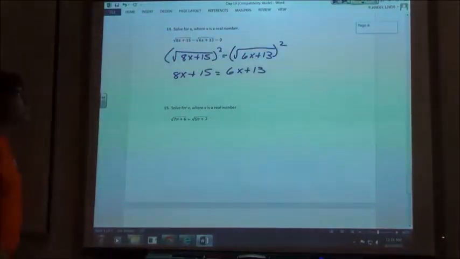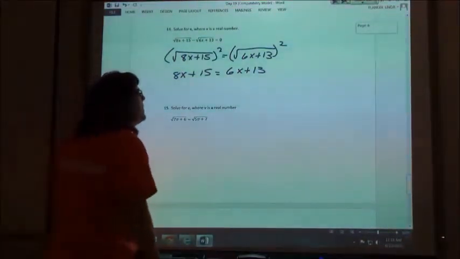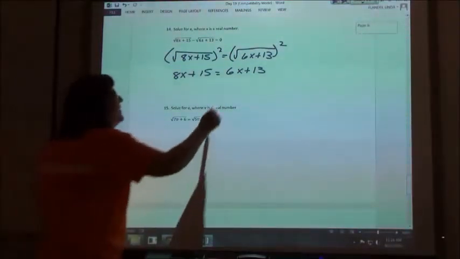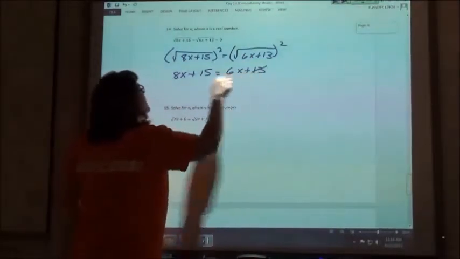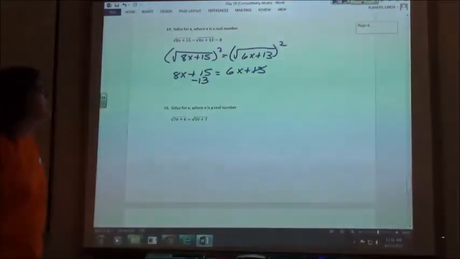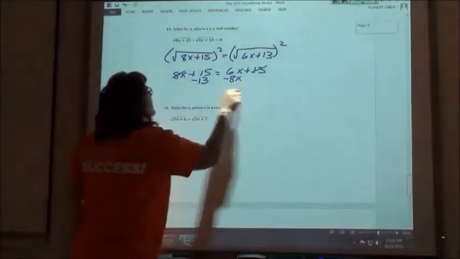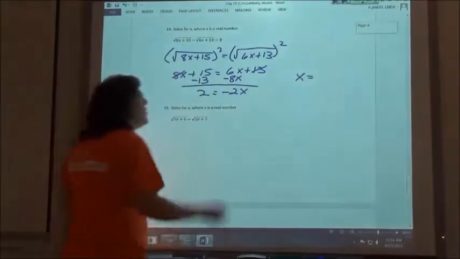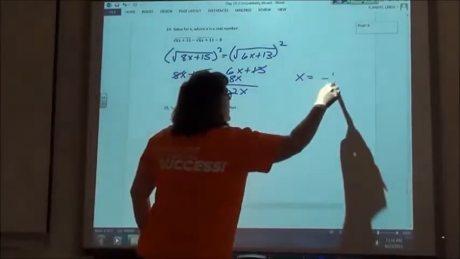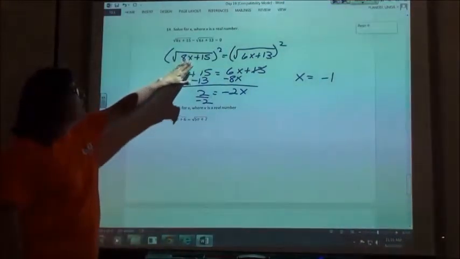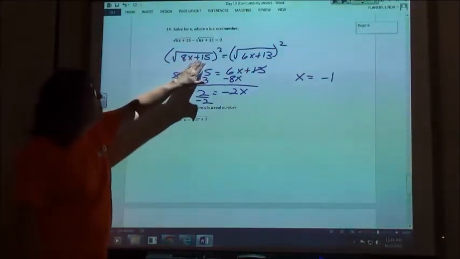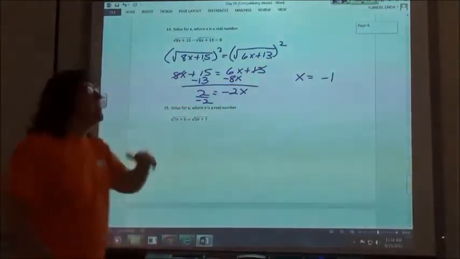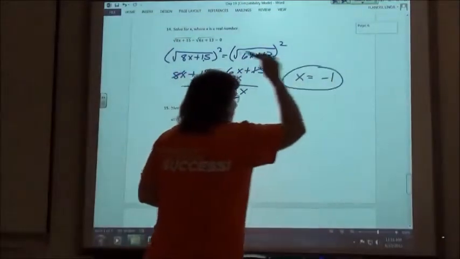So when I solve that, I'm going to subtract which one? The 13, okay. Subtract the 13 and subtract the 8x. So 2 equals negative 2x. And when you divide, x equals negative 1. So again, if I just quickly check this, I'd have negative 8 plus 15, which is 7. I'd have negative 6 plus 13, which is also 7. It checks out. So I'm good.